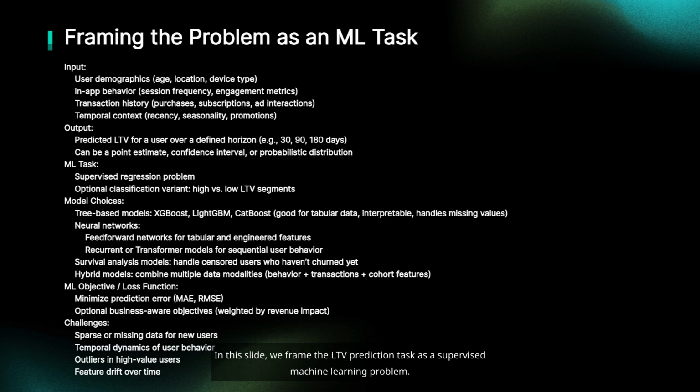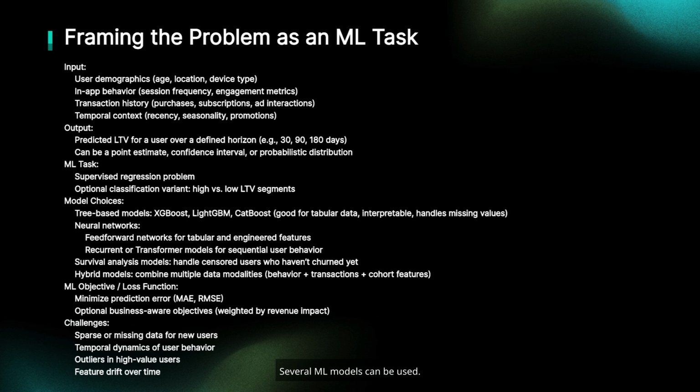In this slide, we frame the LTV prediction task as a supervised machine learning problem. The system takes as input a rich set of user features, including demographics, behavior logs, transaction history, and temporal context. The output is a predicted lifetime value over a specified time horizon, which can be represented as a point estimate, interval, or probabilistic distribution depending on business requirements.